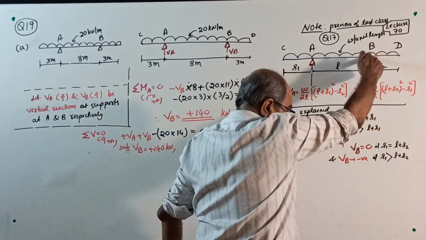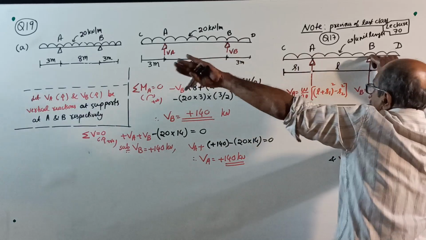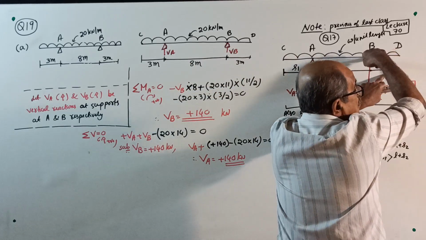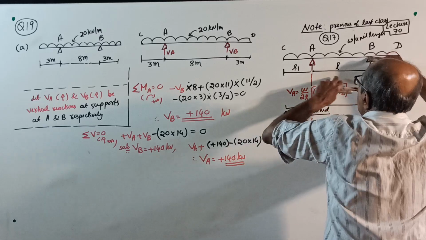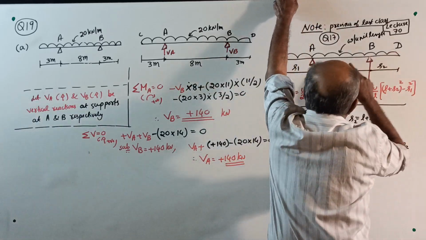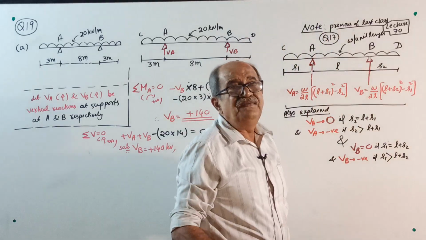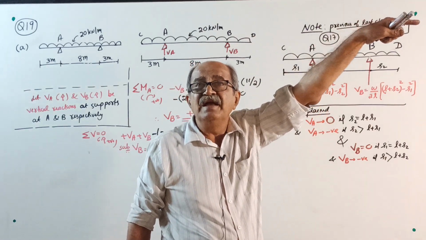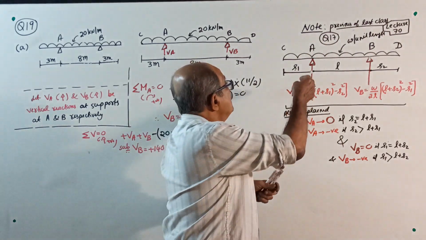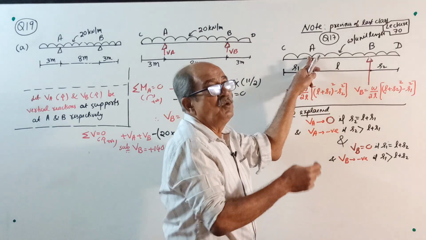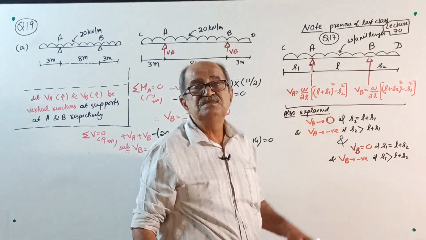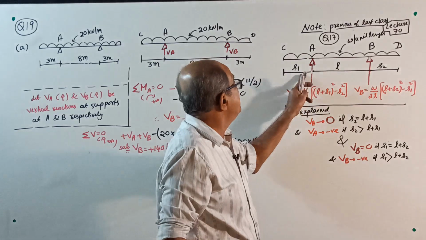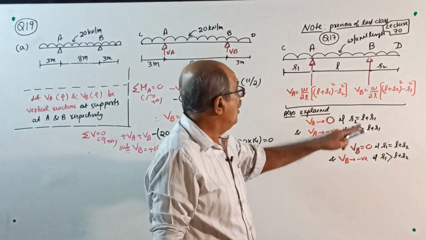In the same way, VB will be 0 if the overhang S1 is equal to L plus S2, whereas VB will be negative if this overhang is more than L plus S2. That is, the reaction is 0 if the other side overhang is equal to the overhang here plus the span, and the reaction will be negative if the other side overhang is more than either side distance of this support. I had told all the reasons.